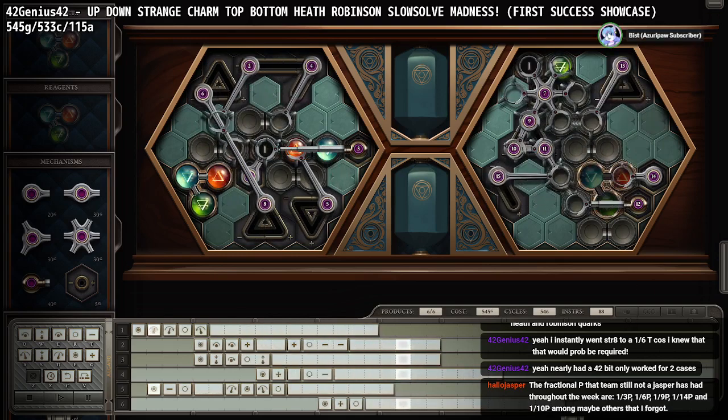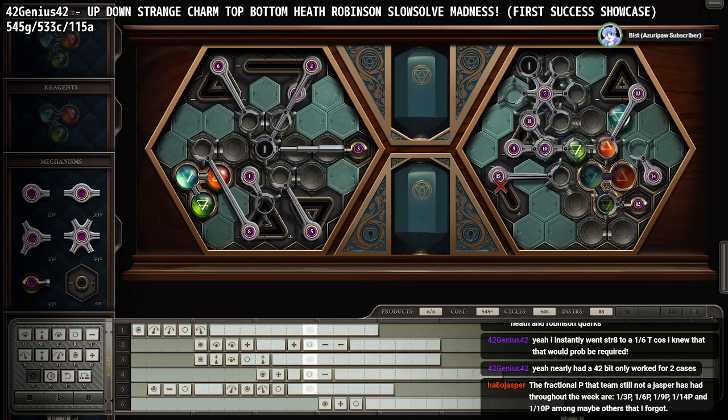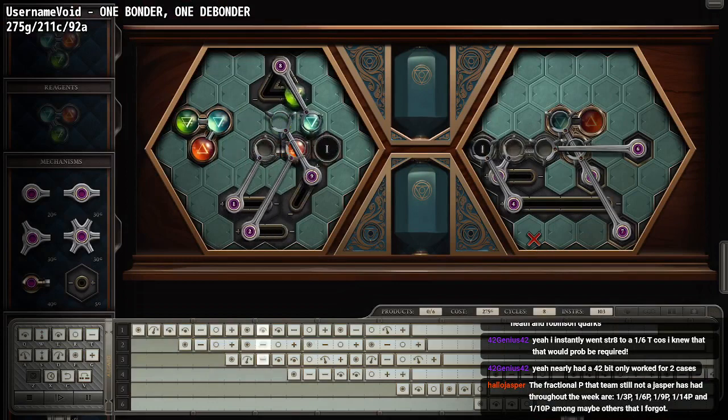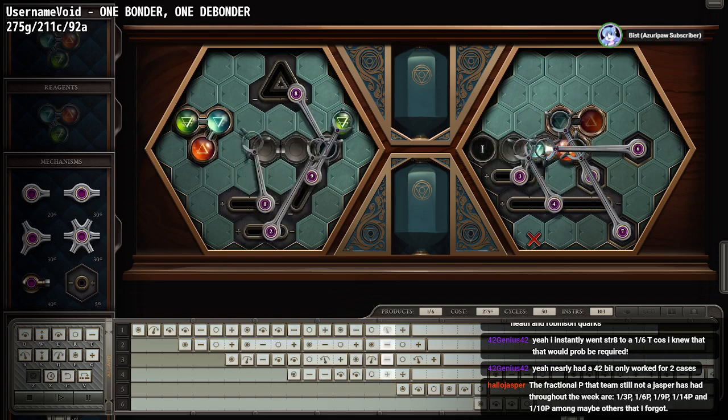Alright, next up in Showcase. Username Void. 1 bonder, 1 debonder, huh? But not 60 gold. This is just a modification of the speed solve, just with 1 bonder, 1 debonder.